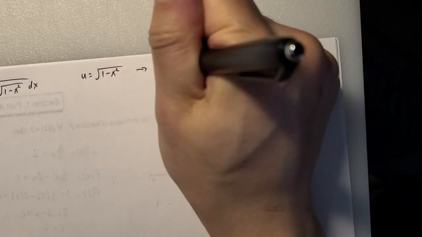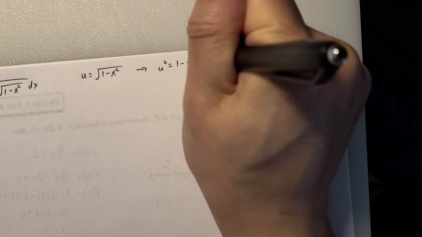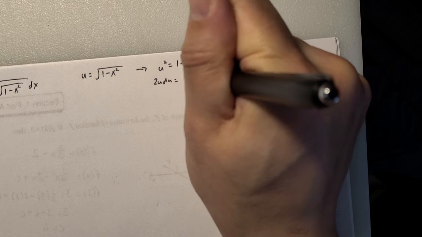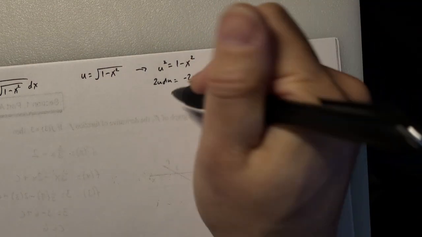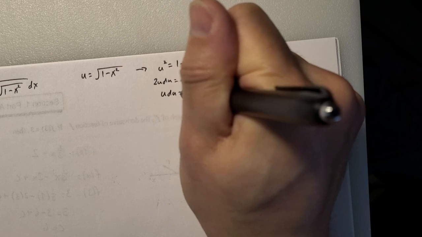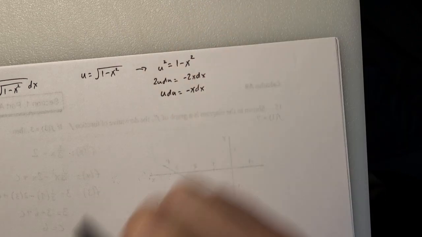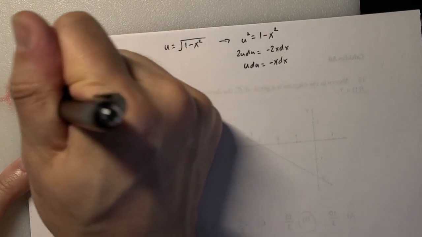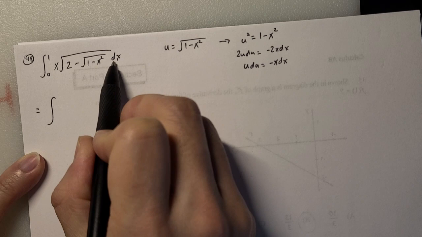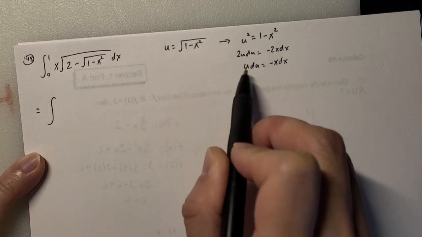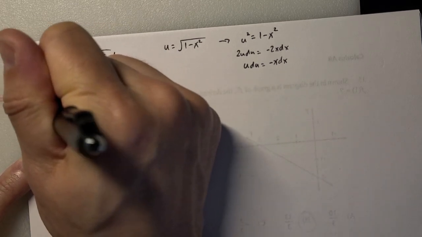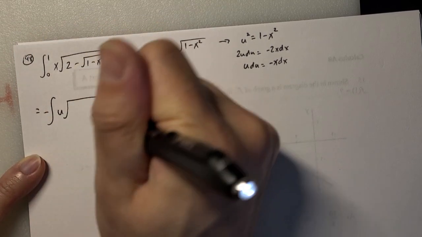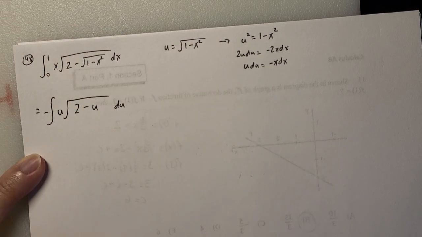Okay, remember we can always square it. u squared is 1 minus x squared. Differentiate, du is minus 2x dx, or we can say u du is minus x dx. All right, so our integral becomes, let's worry about our limits afterward, we have x dx on the outside, actually. So it's just minus u du. So minus u du over here, and then square root of 2 minus u, as simple as that.